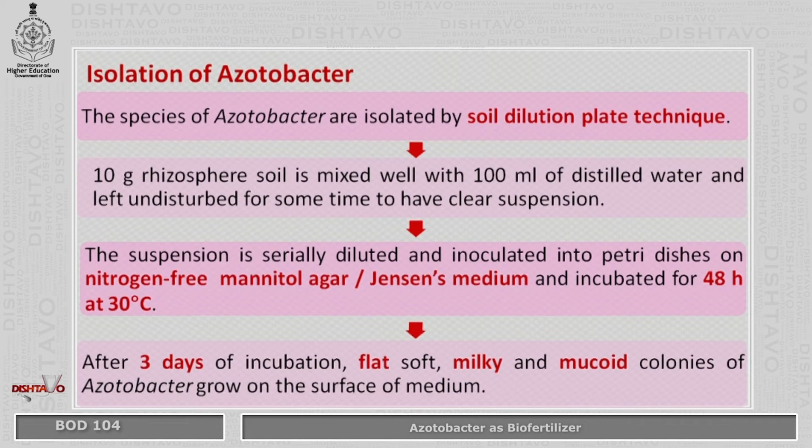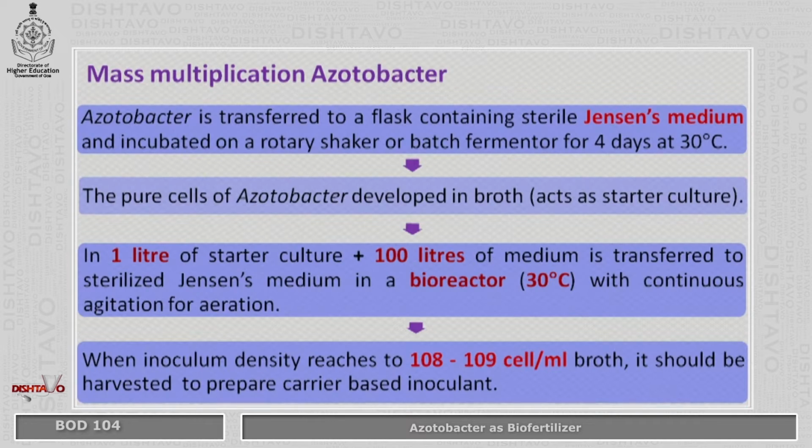After 3 days of incubation, one can observe flat, soft, milky and mucoid colonies of Azotobacter grown on the surface of the medium. Once pure culture of Azotobacter is obtained, one can proceed for mass multiplication of Azotobacter. Azotobacter is transferred to a flask containing sterile Jensen's medium and incubated on a rotary shaker or batch fermenter for 4 days at 30 degrees Celsius.